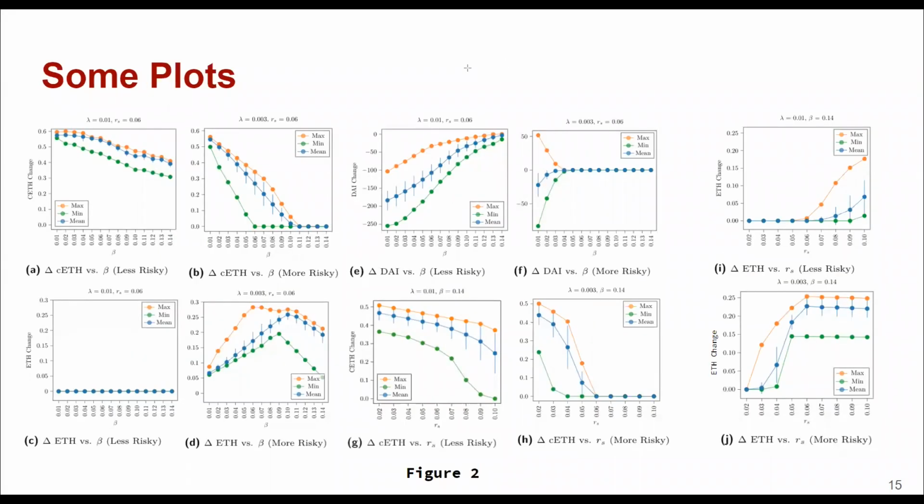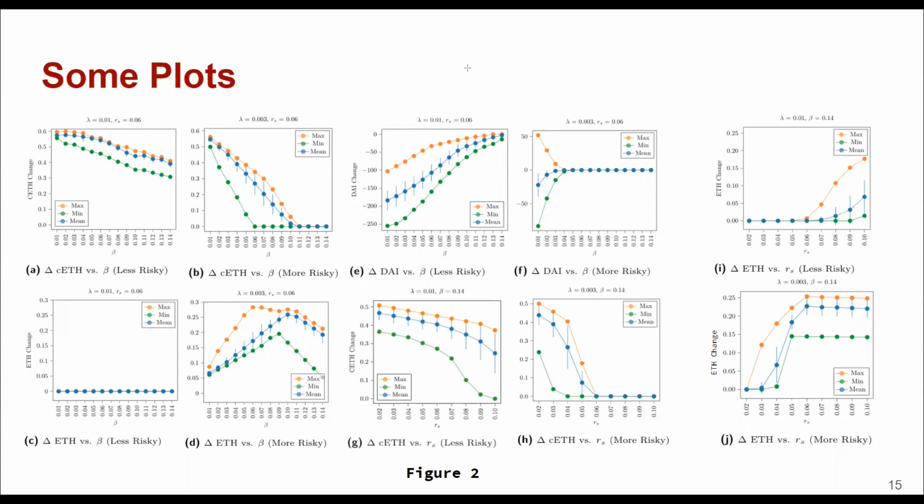This slide gives us an overview of the impact of transaction fees and stability rate on mean asset change. In figures 2a and 2b, we see mean CETH change versus beta for both risk types. In figures 2c and 2d, we see mean ETH change versus beta for both risk types, and so on.